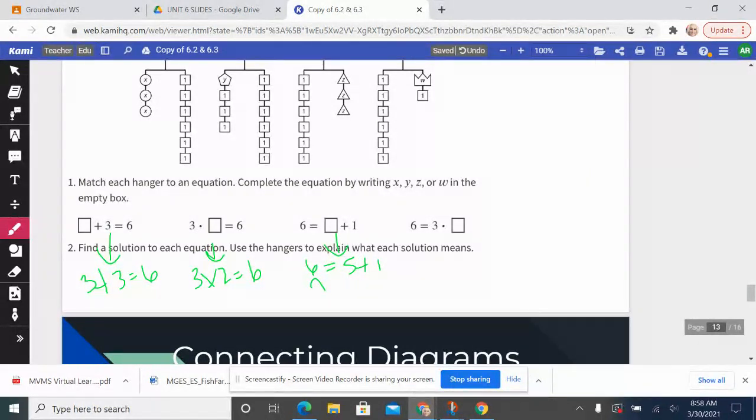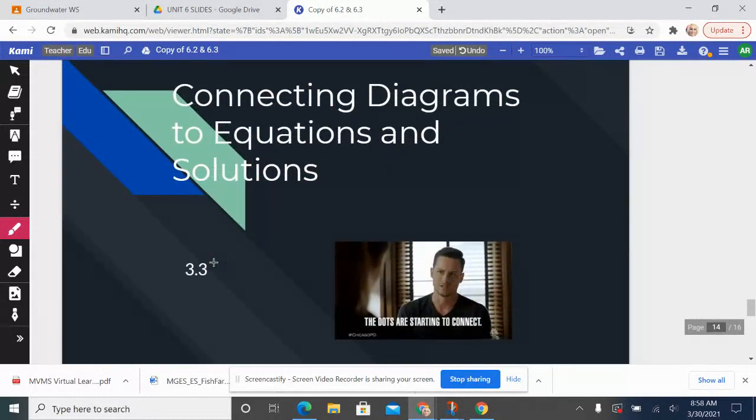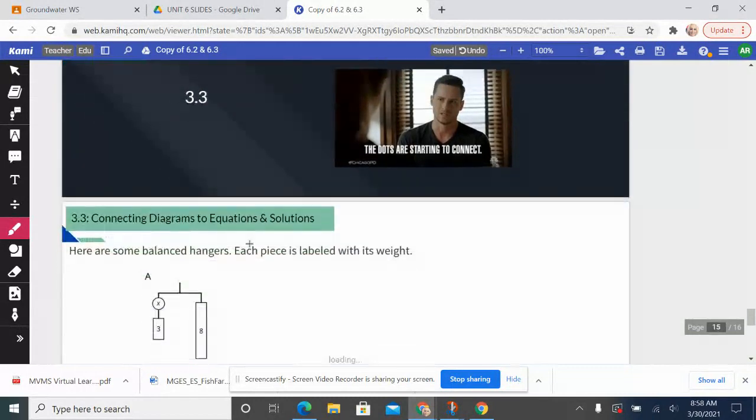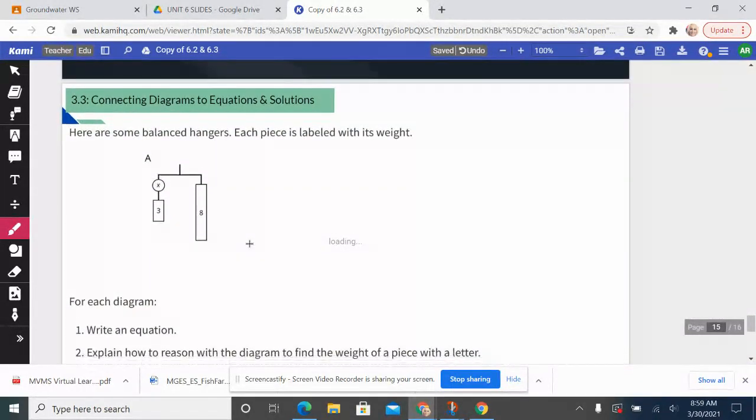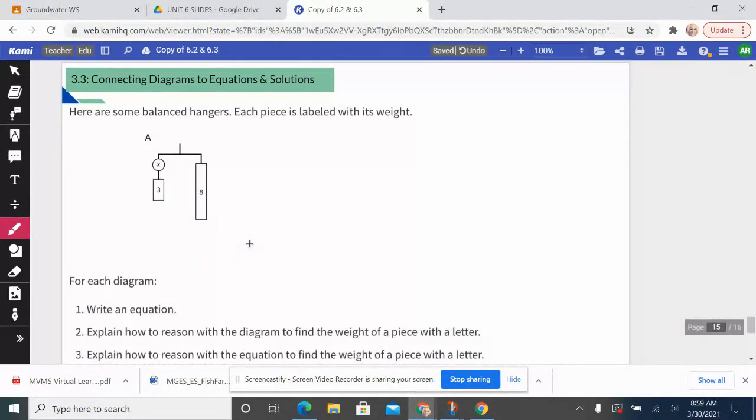Okay, and then this last one, 6 equals 3 times, well, you know that's 2, right? So 6 is 3 times 2. Okay, so just write what I have in green, and I just answered them all. Very easy. So now you're going to go to the last section, and this is going to be it. So we're going to do A and B. So connecting diagrams to equations and solutions. So section 3. Connecting diagrams to equations and solutions.